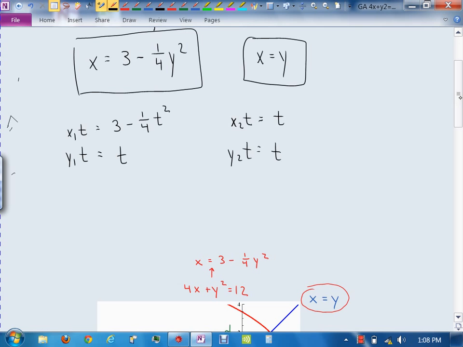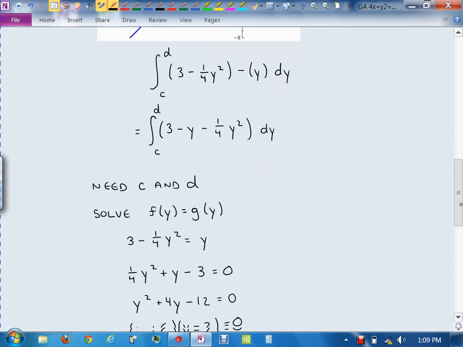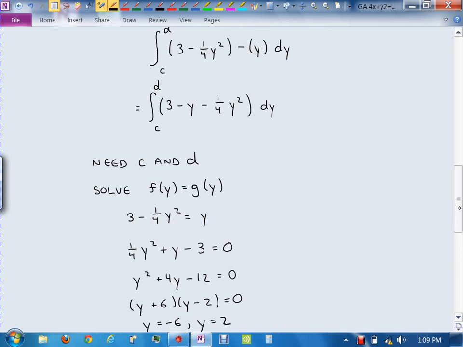While other people are trying to graph it, what do we still need to know? I mean, we have our integral, right? It's the right function minus the left function, but we still need the c to d. We need the limits of integration, and those are our limits on our y-axis. So that's the y coordinate of where these two graphs intersect, right? So what do you have to do? To figure out where those two intersect, set them equal to each other. I say I need C and D.